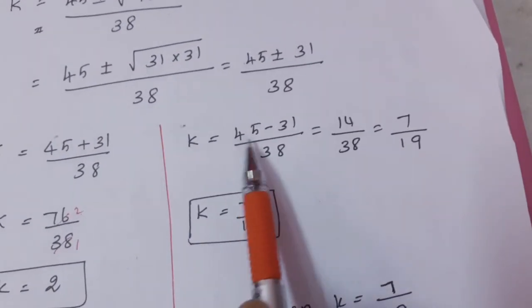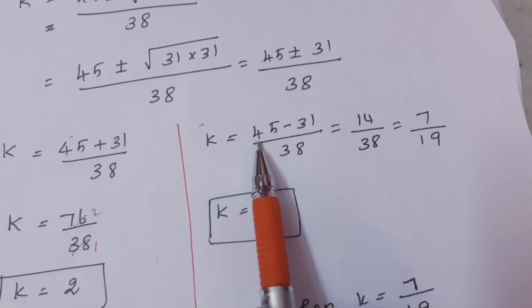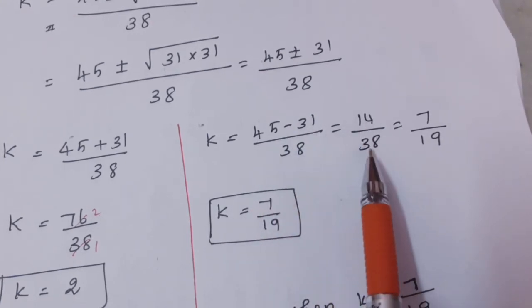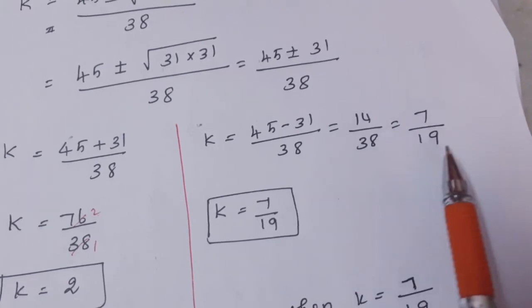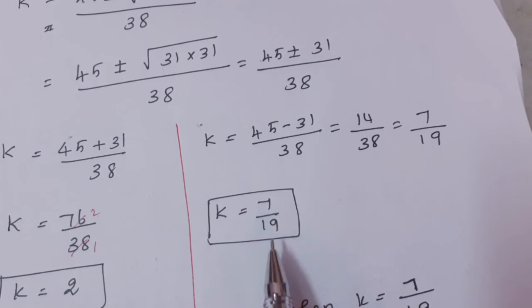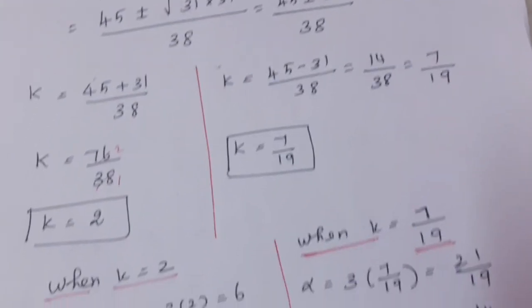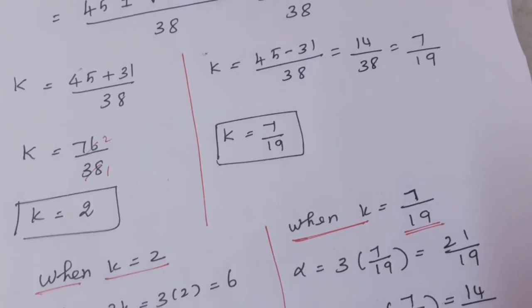Similarly, k equal to 45 minus 31 divided by 38. 45 minus 31 is 14. 14 by 38. To cancel, we divide by 2: 7 2s are 14, 19 2s are 38. Therefore, the result is k equal to 7 by 19. Therefore, we get two values for k. One of the values is k equal to 2, another value is k equal to 7 by 19.